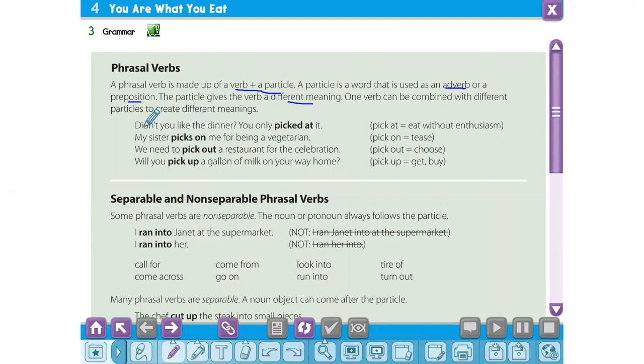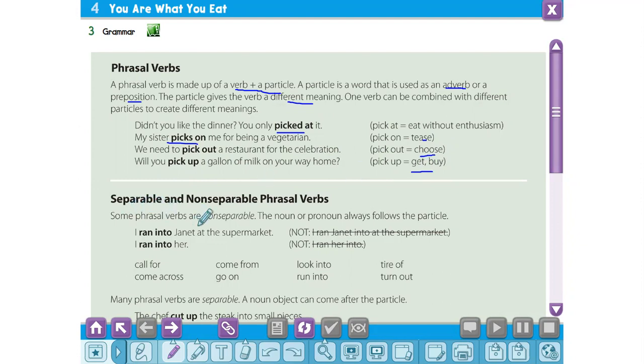For example, didn't you like the dinner? You only picked at it. Picked at means eat without enthusiasm. My sister picks on me for being a vegetarian. Pick on means tease. We need to pick out a restaurant for the celebration. Pick out means choose. Will you pick up a gallon of milk on your way home? Pick up means get or buy.